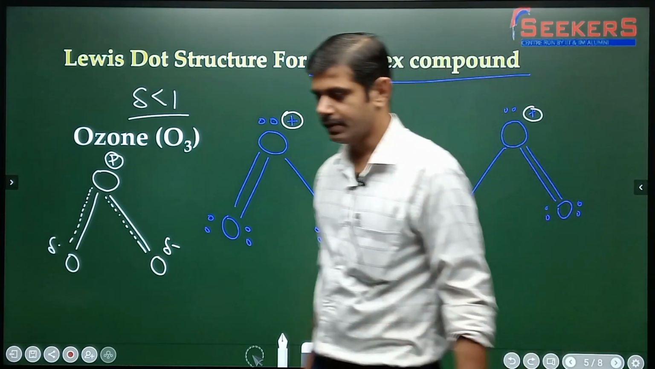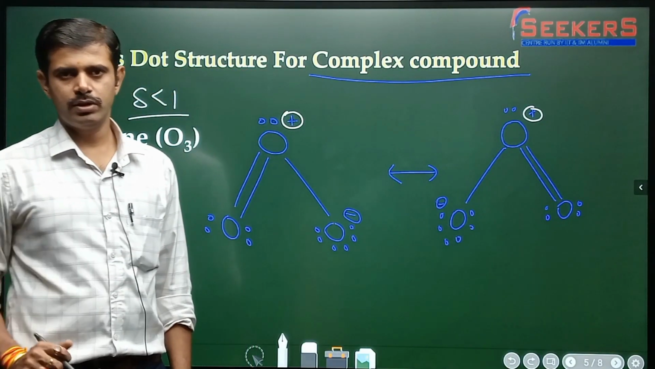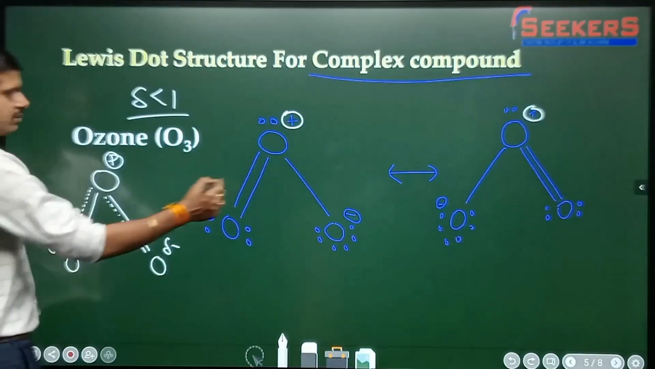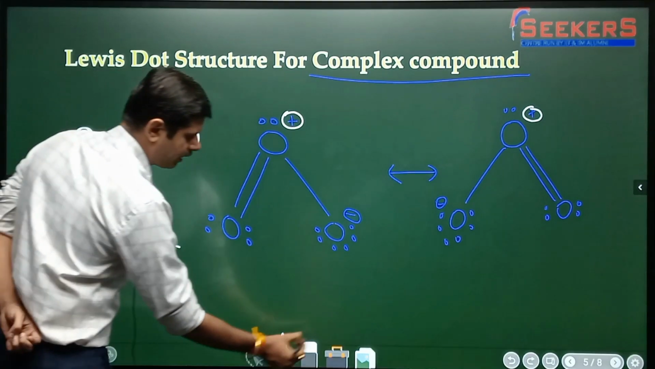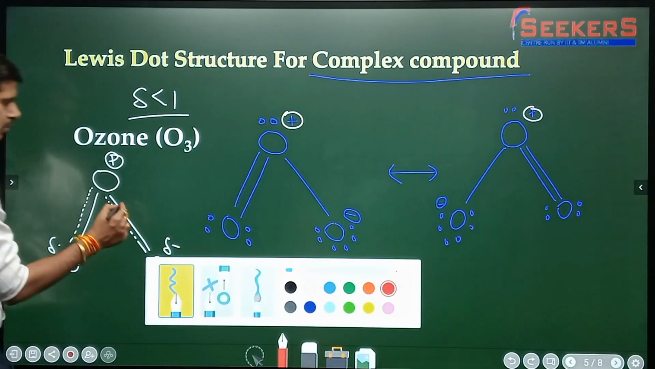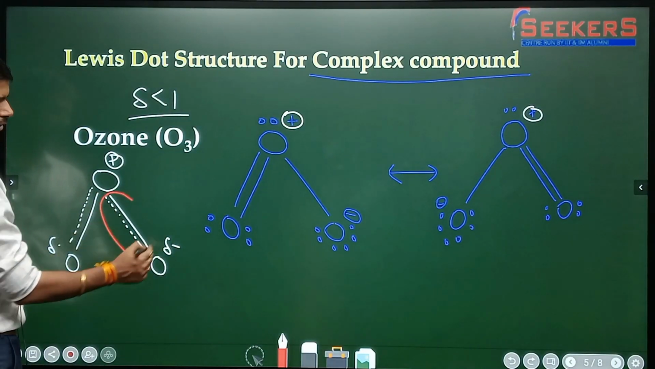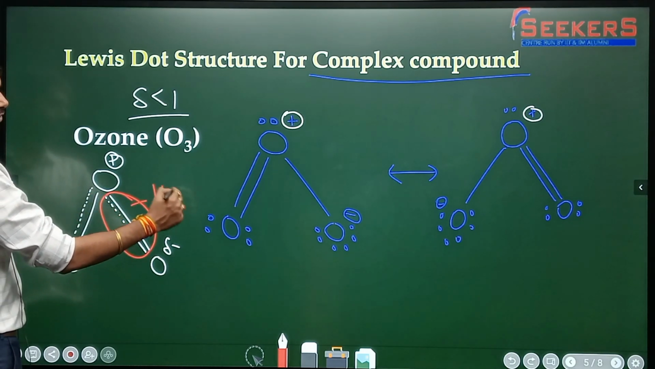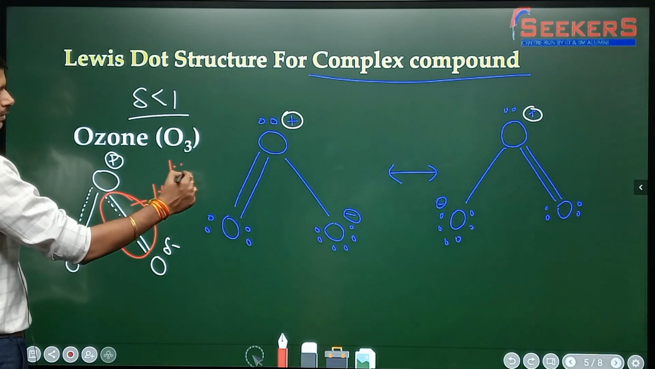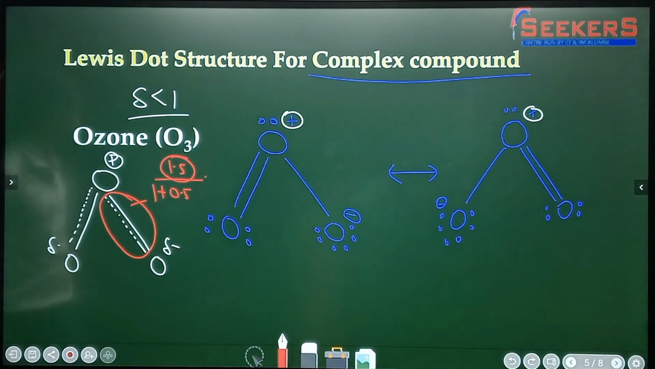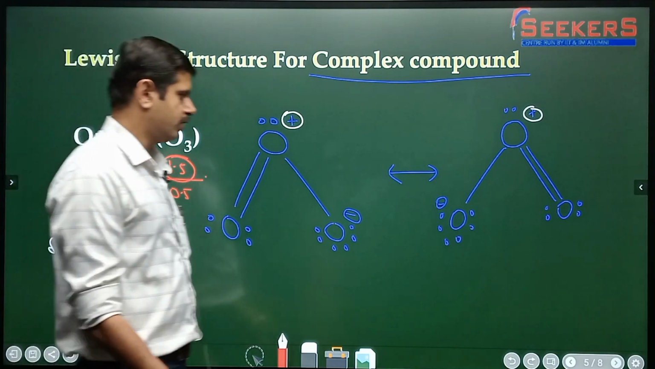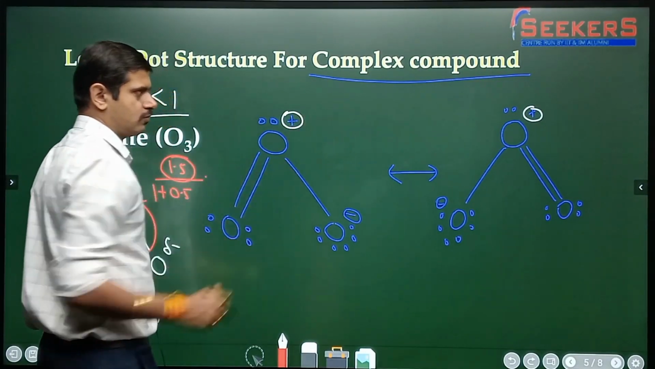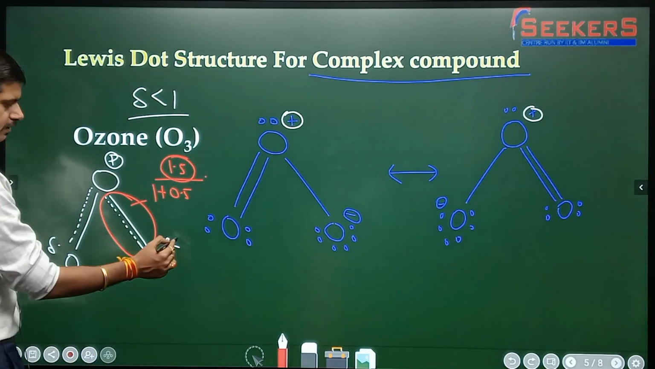If someone asks what the bond order is here, bond order means the number of bonds between any two atoms, the oxygen-oxygen bond. If someone asks what the bond order of this oxygen and oxygen is, here the bond order is 1 plus half, 0.5, which equals 1.5. This was for ozone. Now, how do we find this delta?